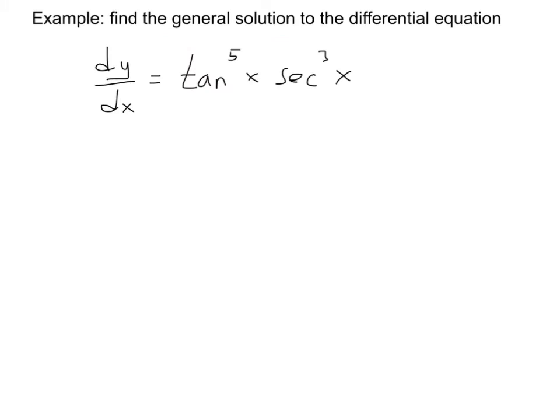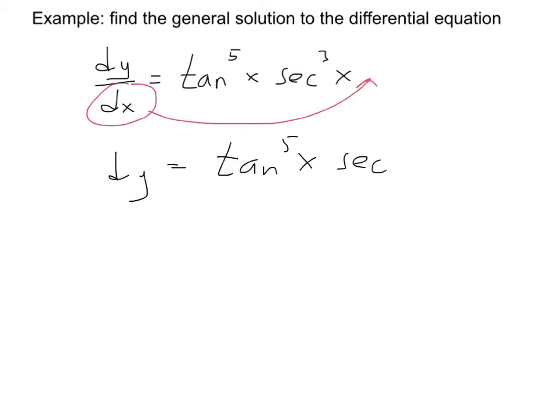So here's this first example. Find the general solution to this differential equation. Again, I'm really just asking you to do an antiderivative, but solving a differential equation is just another way of asking that question. So our first step is moving this dx over. So we end up with dy equals tangent to the fifth x secant cubed x dx.